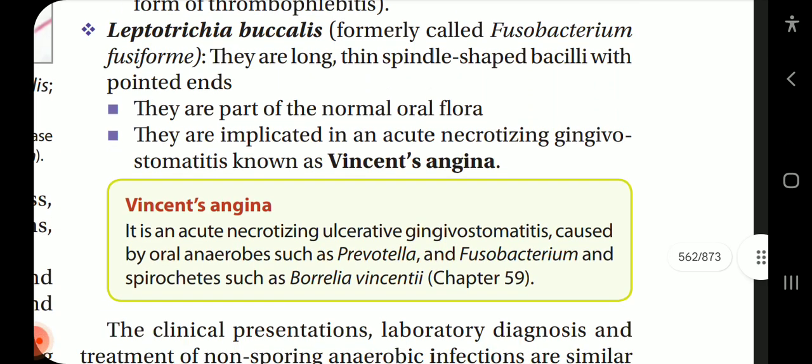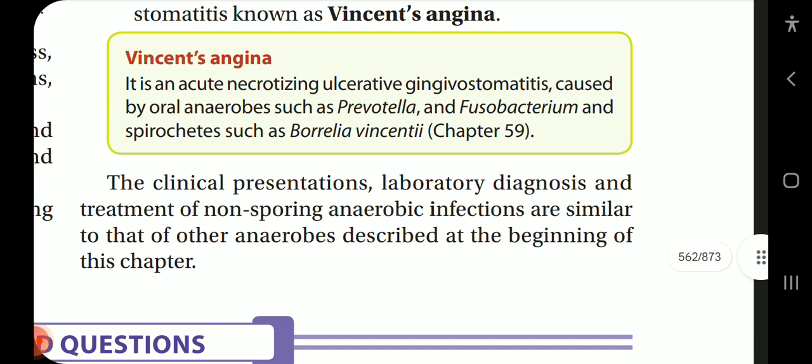Leptotrichia buccalis, formerly called Fusobacterium fusiforme, are long, thin, spindle-shaped bacilli with pointed ends. They are part of normal oral flora. They are implicated in acute necrotizing gingivostomatitis known as Vincent's angina. Vincent's angina is an acute necrotizing ulcerative gingivostomatitis caused by oral anaerobes such as Prevotella and Fusobacterium and spirochetes such as Borrelia vincentii. The clinical presentations, laboratory diagnosis, and treatment of non-sporing anaerobic infections are similar to that of other anaerobes described at the beginning of this chapter.